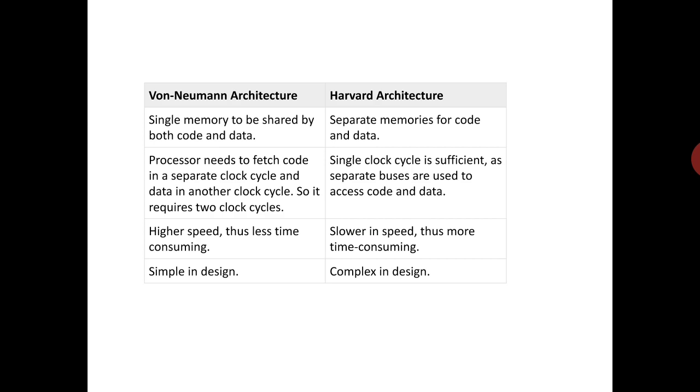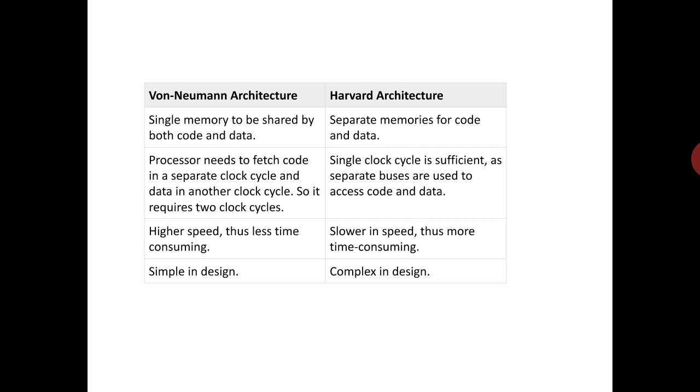Third difference is in speed. Higher speed, thus less time consuming. In Harvard architecture, slower in speed, thus more time consuming. Last, von Neumann architecture is simple in design, and Harvard architecture is complex in design.